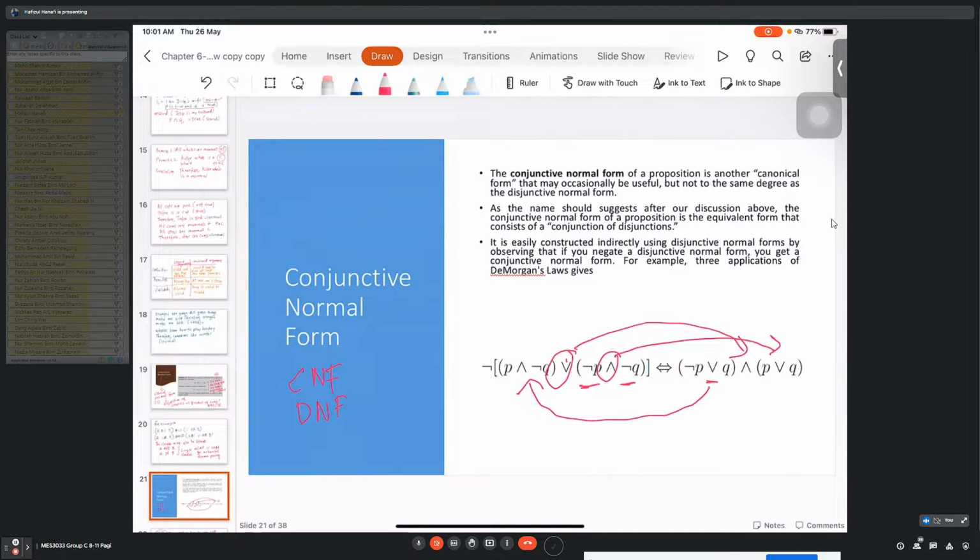For example, three applications of De Morgan's law give: negate (P and Q), or negate (P and Q), is equivalent to (negate P or Q) and (P or Q). This is De Morgan's law.